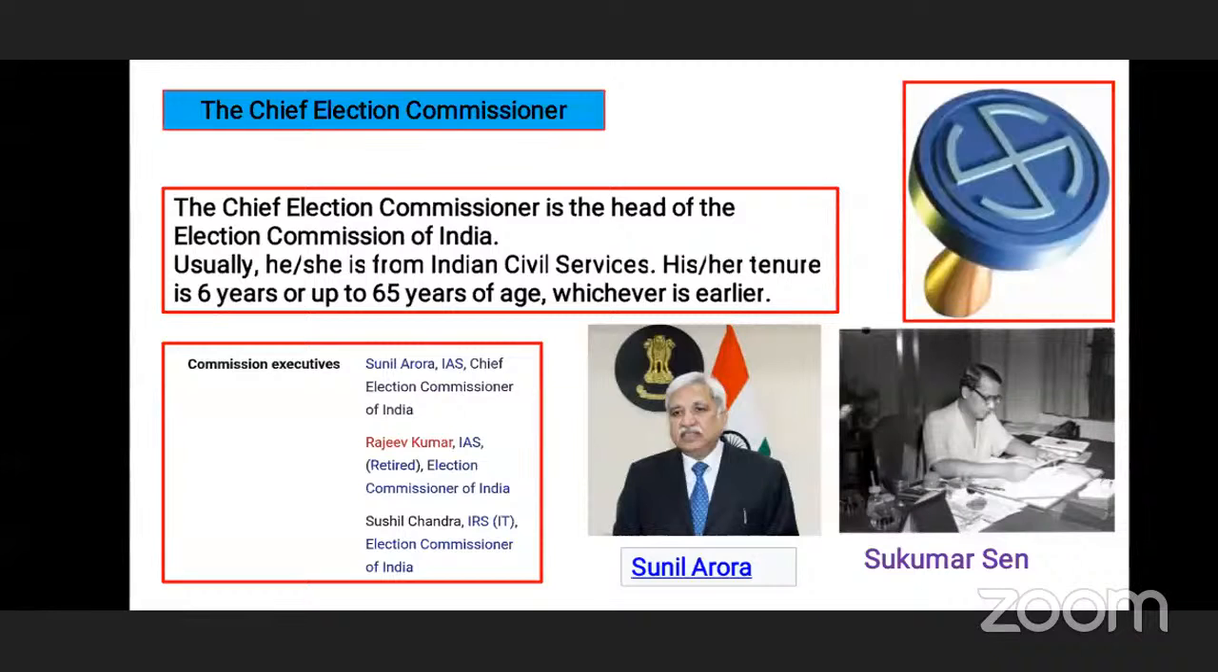Next slide, look at this symbol, swastik symbol.